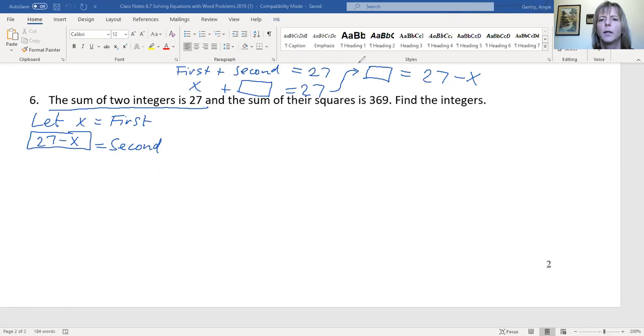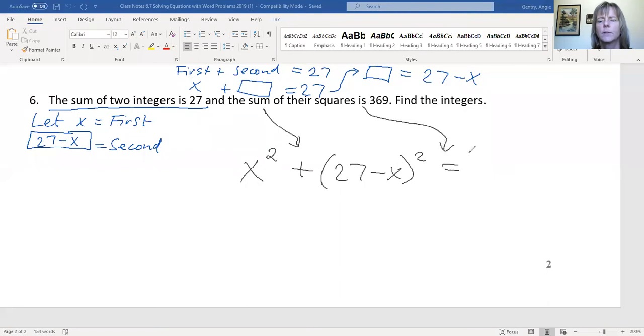Where is a regular black pen? I cannot find a regular black pen. But now you use the fact that the sum of their squares, x squared and 27 minus x squared, equals 369. And then you solve this thing.